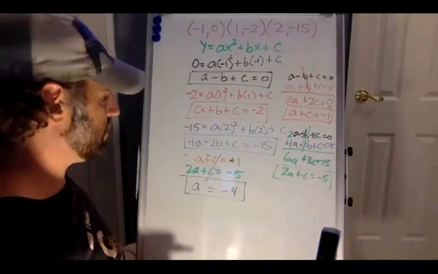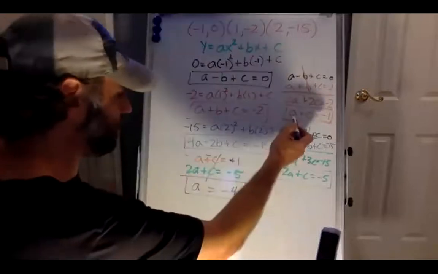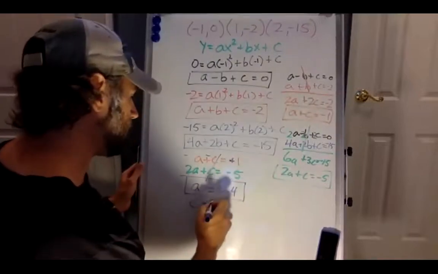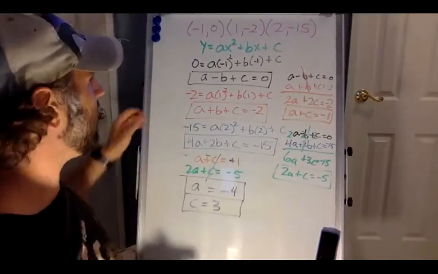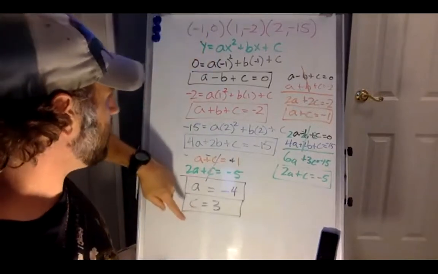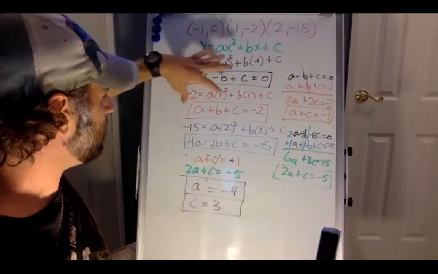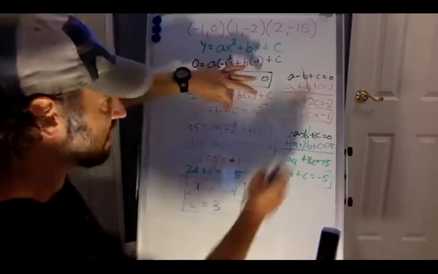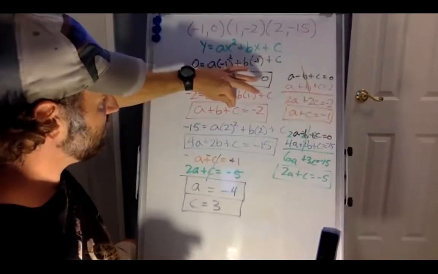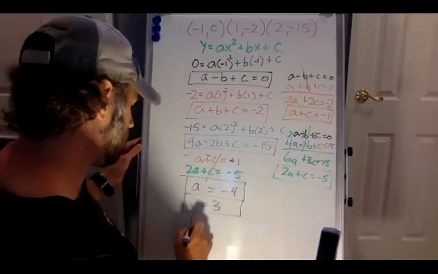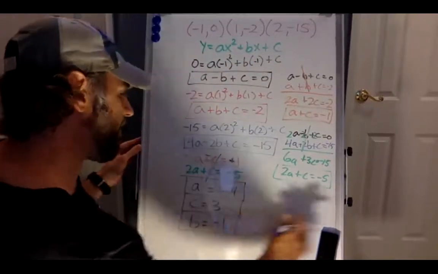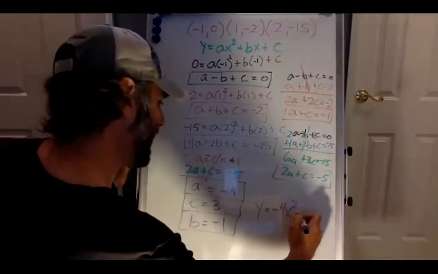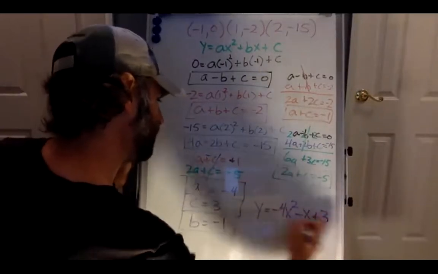Now, I can obtain B and C with substitution. I can plug back in here. If A is -4, I will add 4 to -1 and get 3. C is 3. A plus C is -1. I can plug 3 and -4 in here. 3 and -4 make -1, which is what I would have gotten here anyway. A plus C is -1. And B is -1. So now I have y is equal to -4x squared minus x plus 3.